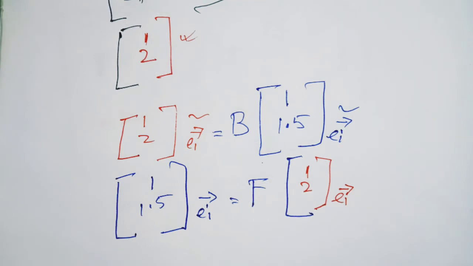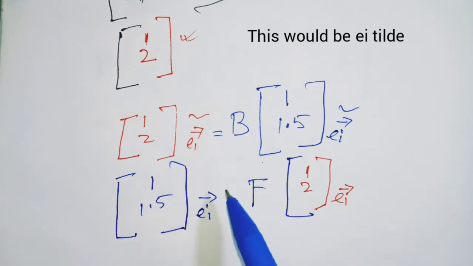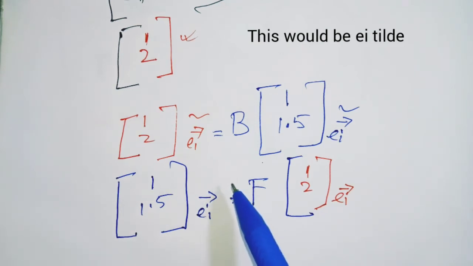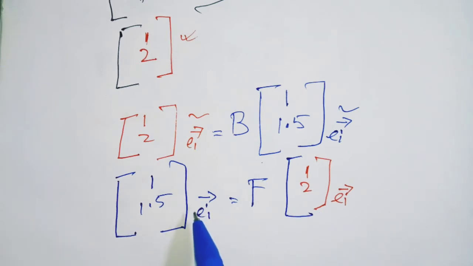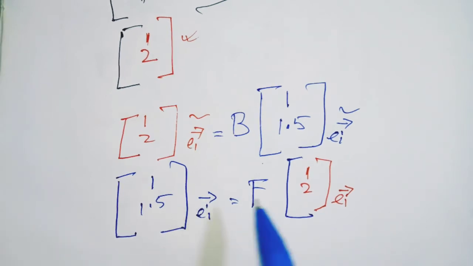So now you see what the basic thing is: for basis vectors, forward transformation brings from old to new, and backward transformation brings from new to old. But for vector components, forward transformation brings from new to old, and backward transformation from old to new.